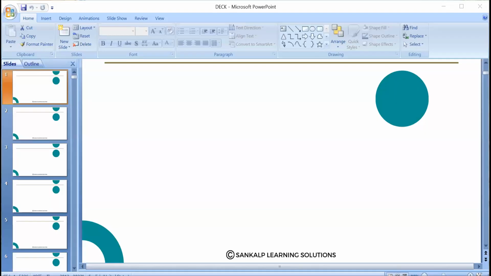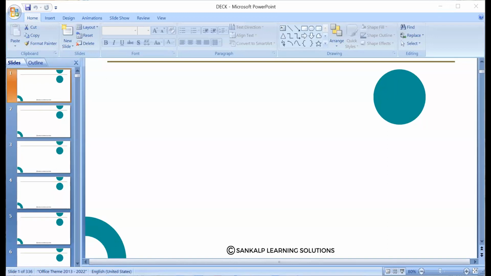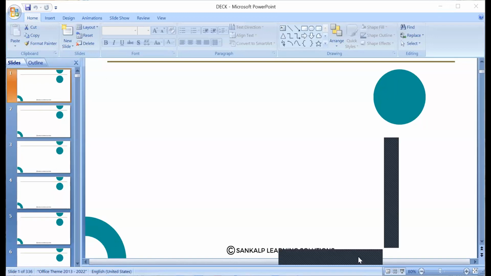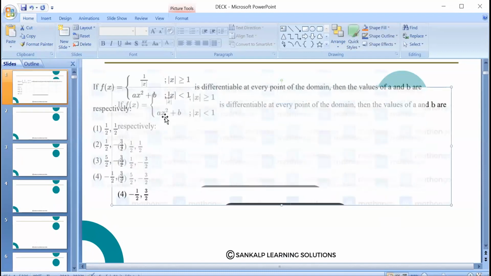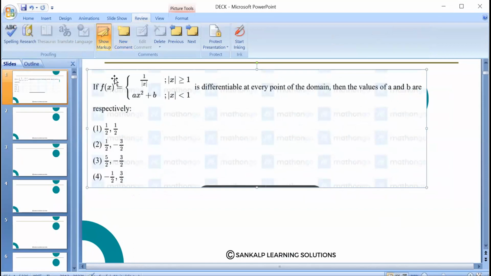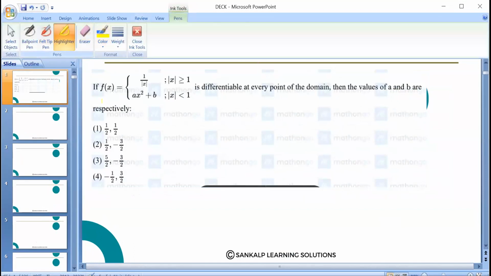So students, in the previous class, we have learned until question number 4. Now we are going to question number 5 from the same topic, continuity and differentiability. I am putting question number 5 on the board. As per the question, the piecewise function f of x is differentiable at every point of the domain. You are supposed to find a and b values respectively.